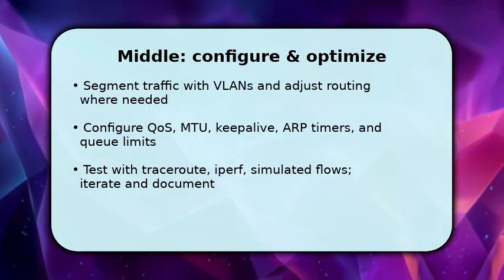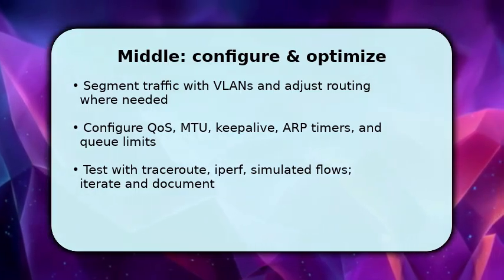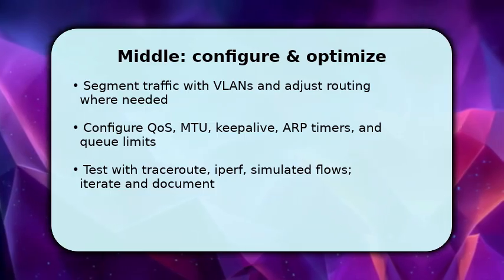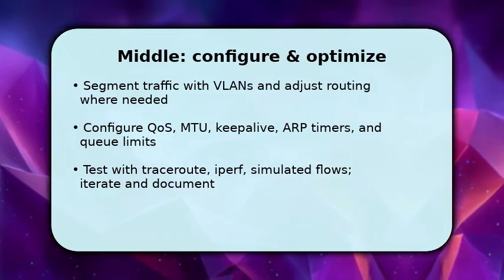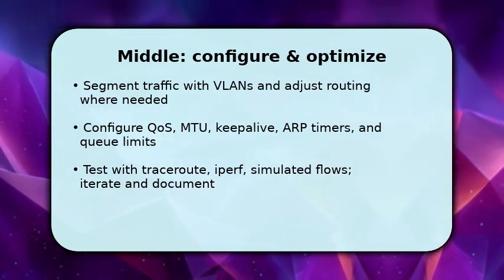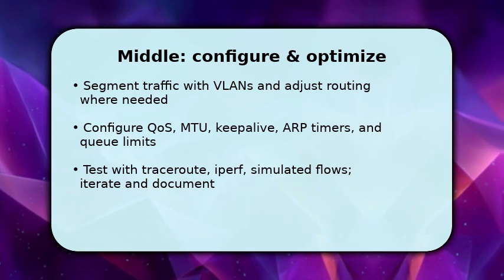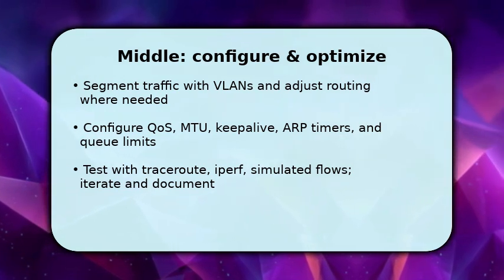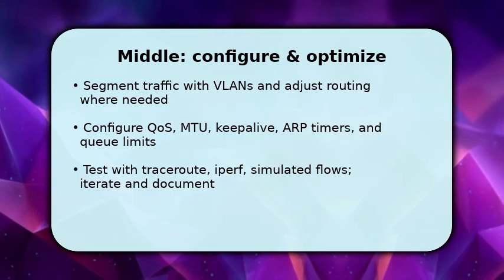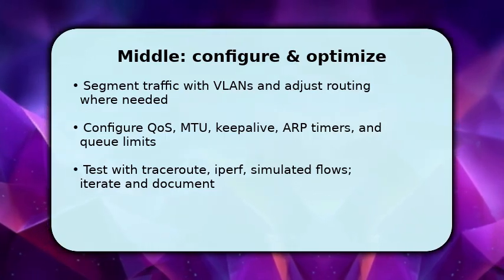Once VLAN and policies are active, run targeted tests. Traceroute, iPerf, and simulated user flows to measure performance and spot bottlenecks. Make sure to iterate, adjust queue limits and buffer sizes, then retest. Keep clear notes so rollback or scaling is predictable and repeatable.